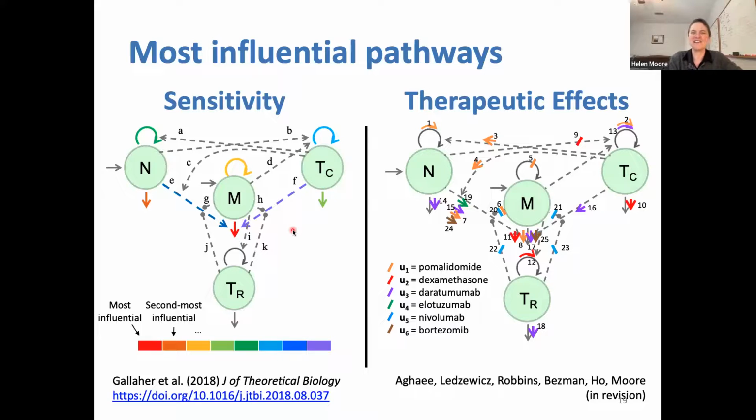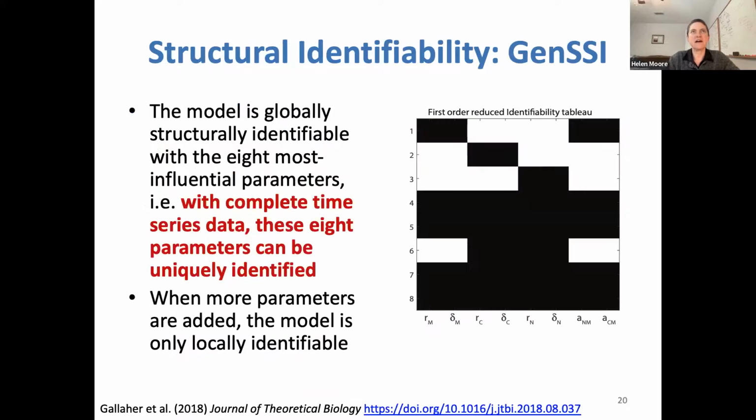Very nice. Okay. So then for these 8 parameters that are the most influential in this model, we also did the identifiability. Out of those, is it even potentially possible, just from the structure of that model, where we have data that we're going to measure and where we have the parameters, will we be able to estimate those 8 parameters? The structural identifiability asks: if we have complete time series data, can we uniquely identify those parameters? And it turns out the answer is yes for those 8.